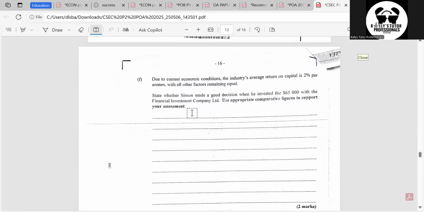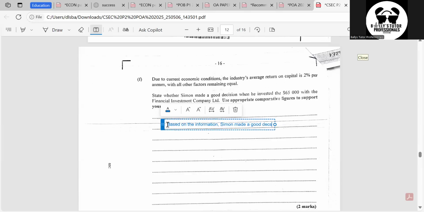And then they said, due to the current economic conditions, the industry's average return is 2% per annum, with all factors remaining equal. State whether Simon made a good decision when he invested the 65,000 with Financial Investment Company Limited. Well, since his average return was 3%, and the industry average is 2%, that means he made a good decision. So based on the information, Simon made a good decision.